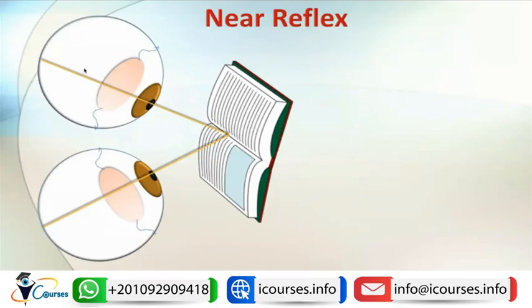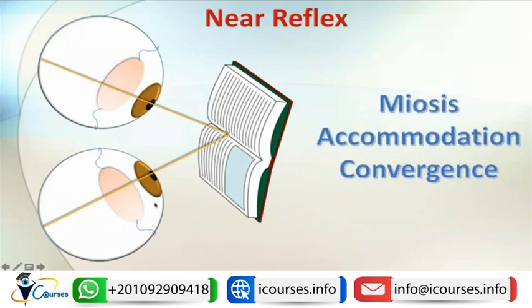The second thing is that the pupil size will become smaller, and this is what is called meiosis, to increase the depth of field and depth of focus. And finally, there will be turning inward of both eyes, which is called convergence. So this is called the near triad. Near triad is convergence, meiosis, and accommodation.